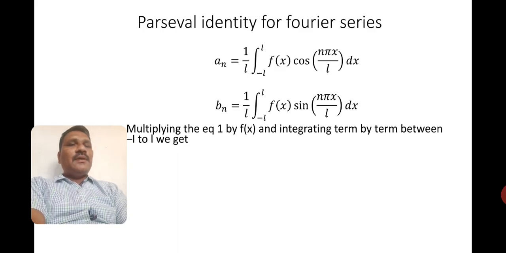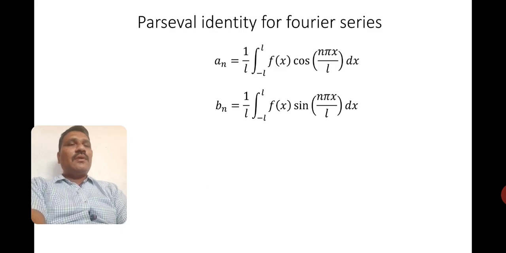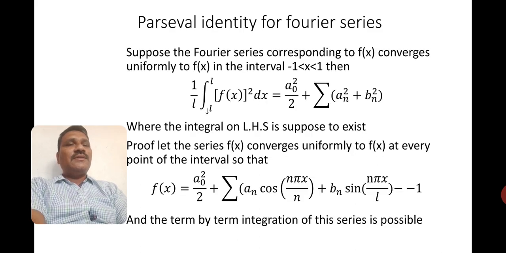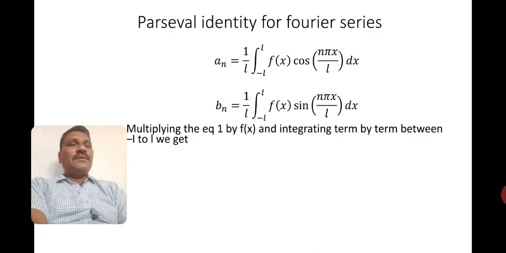Now multiply equation 1 by f of x and integrate term by term between minus L to plus L. This is the step: here you are going to multiply by f of x and integrate with limits minus L to plus L.